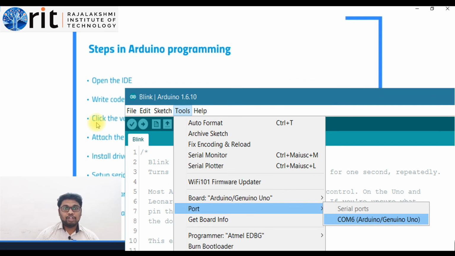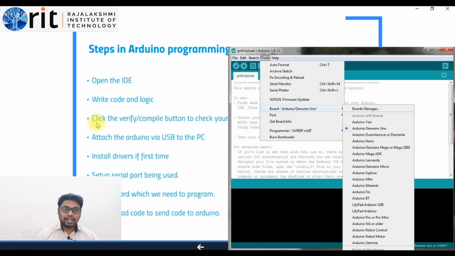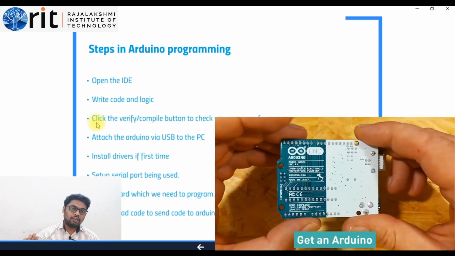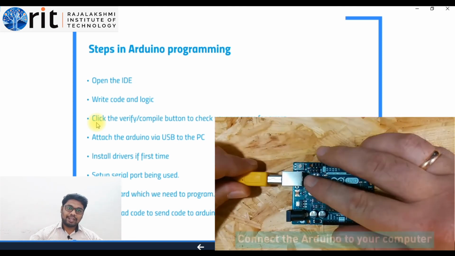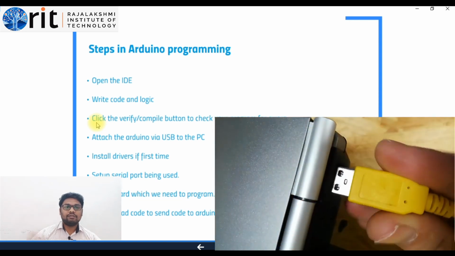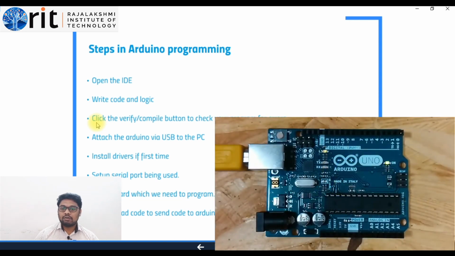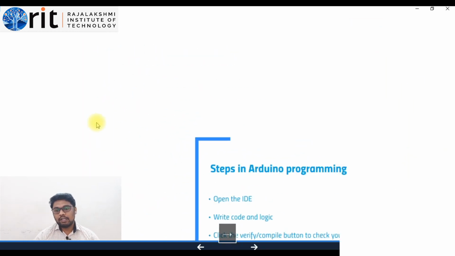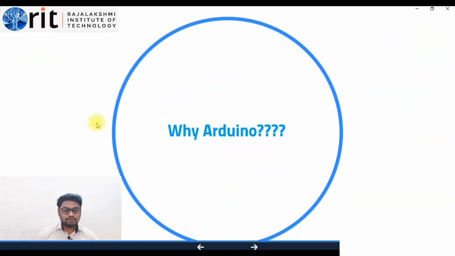And later on you need to choose the corresponding board. For example, I have attached my Arduino Uno board to the system, so accordingly you need to choose Arduino Uno board in the IDE software as well, because different flavors of Arduino boards are available in the market, and each and every board has a different architecture. So if you write some code for Arduino Uno and try to upload this code to an Arduino Mega board, the architecture is different, so it will not support that logic. So you need to choose accordingly, and after uploading, your board starts working according to the logic you have written.